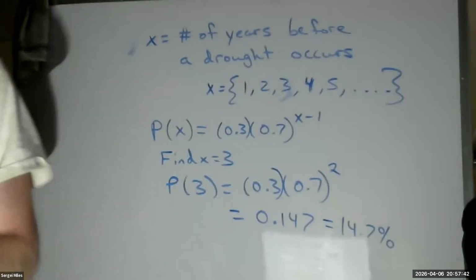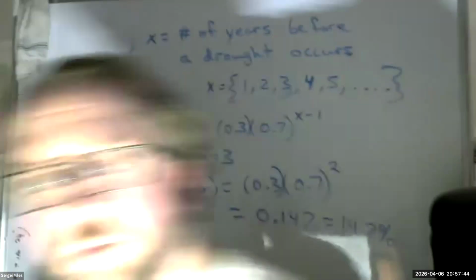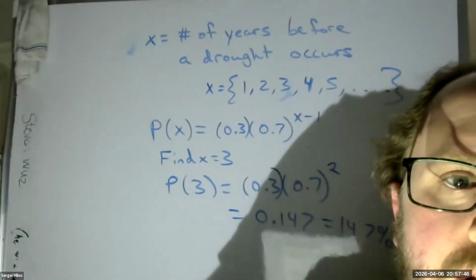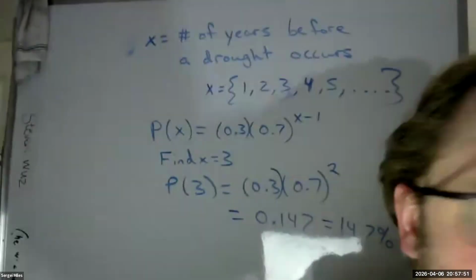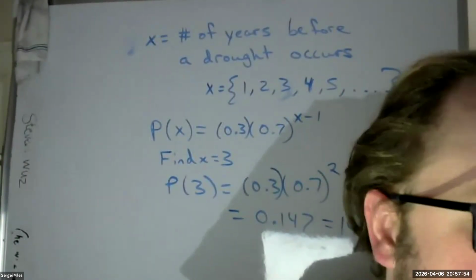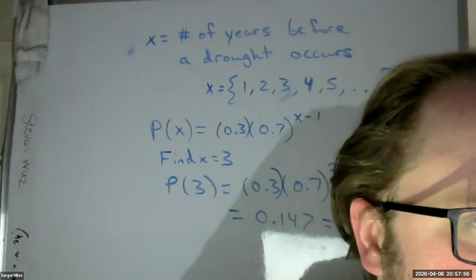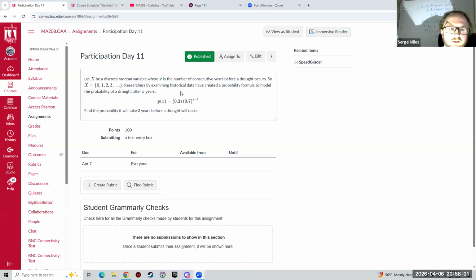All right. Now, we're also going to use this formula for today's participation question. So if you go and look at participation day 11, I'll switch back to the screen here. Let me share my screen again. All right. Participation day 11, we're given the same random variable and the same formula. Now we're asked to find the probability it will take 2 years before a drought will occur. Okay, then we go to the formula and we plug it in.